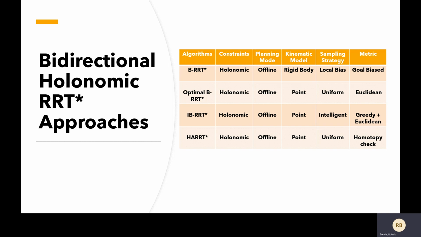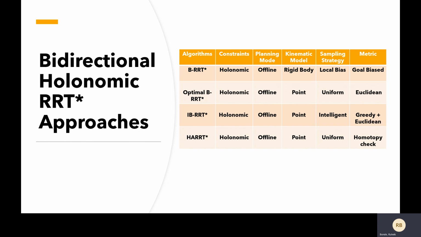So now let's look into these four algorithms. First is BRRT star, the bidirectional RRT star, which improves convergence speed and path refinement using sample rejection with an admissible heuristic. But the disadvantage of this algorithm is that it is computationally expensive and requires large memory. It also gives jagged and suboptimal paths.